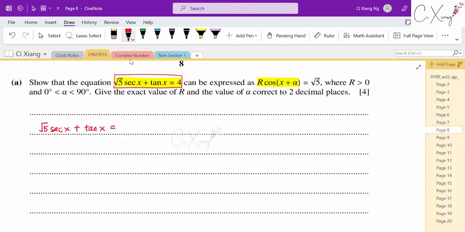Again, I want to change all my trigo expressions into sine and cos only. So secant x means 1 over cos x. I have square root 5 over cos x. For tangent, I have sine over cos, and that equals 4. Multiply the whole equation by cos x, then this is what I will get: square root 5 plus sine x equals 4 cos x.